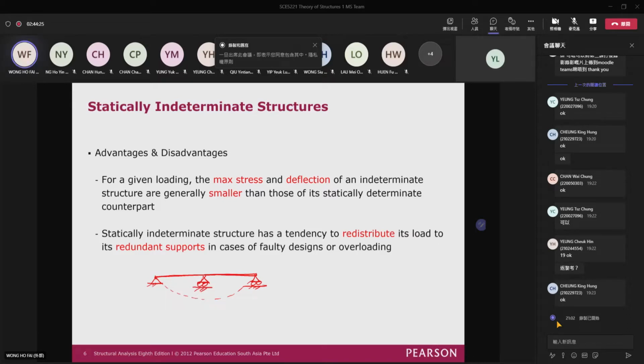If I add a support in the middle, what will happen? Then the deflection will be much smaller, right? And then the maximum stress will also be smaller. So in this case, it becomes 1, 2, 3, 4. I have 4 unknown reactions. But at the same time, I just have 3 equilibrium equations. Now, what does that mean? That means I don't have enough equilibrium equations to solve for all the reactions. And this one we call an indeterminate structure.